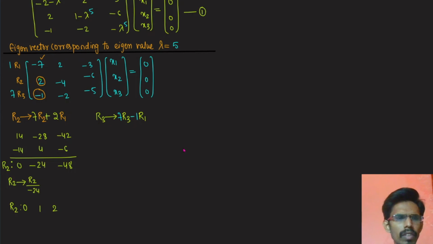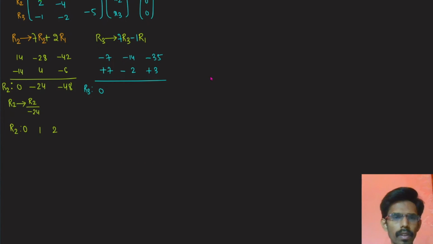Now 7 R3 will be 7 into 1 will be minus 7, 7 2s are minus 14, 7 5s are 35. Now we have R3 minus R1. First write down R1: minus 7, 2, minus 3. Now multiply the minus sign, this will become plus, minus, plus. So this will become 0, minus. Now minus 7 plus 7 will be 0, minus 14 minus 2 will be minus 16, and 35 minus 3 will be 32. Now we got new R3.